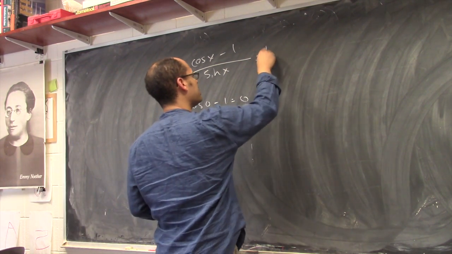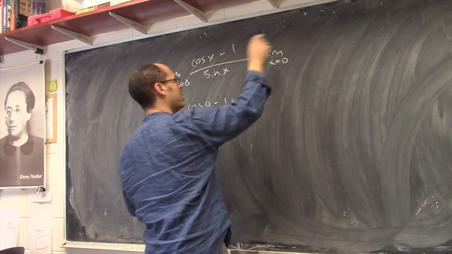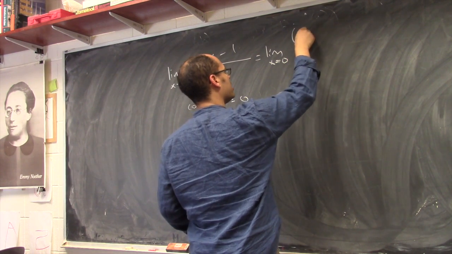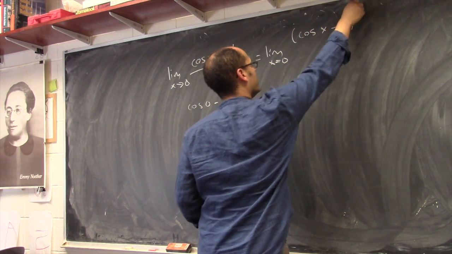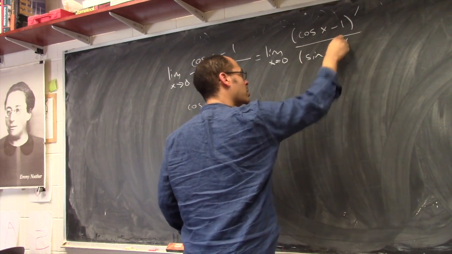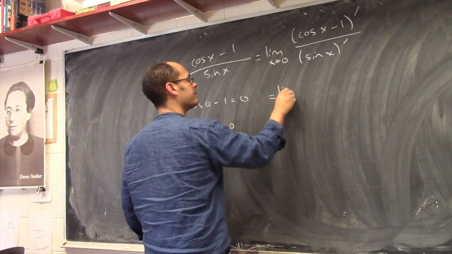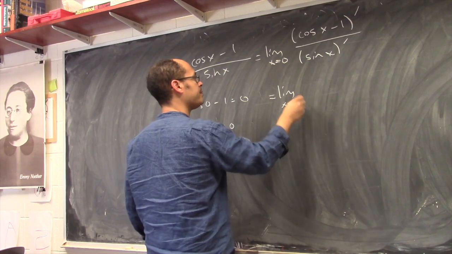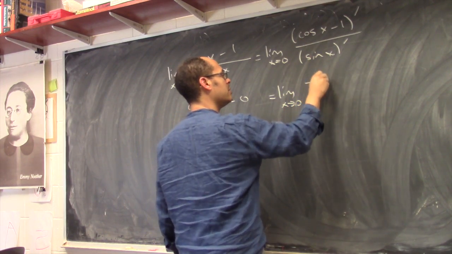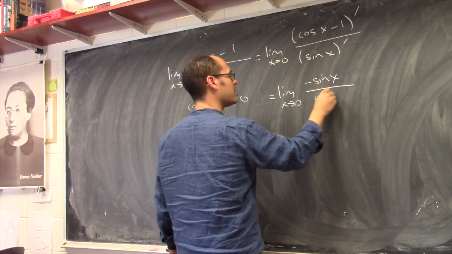And L'Hopital's rule says that provided we get a good limit over here, then this will be equal to the limit of the derivative of the top divided by the derivative of the bottom. And the derivative of the top, the derivative of cosine is minus sine. The minus 1 doesn't do anything. The derivative of the bottom is a cosine.